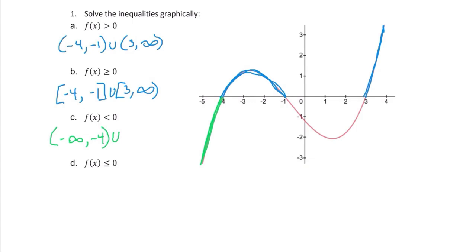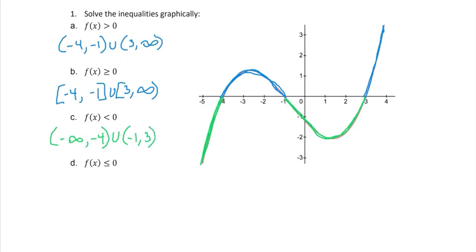We'll union that with the other interval, which is from -1 to 3. That region is also below the x-axis. -1 up to 3, parenthesis.